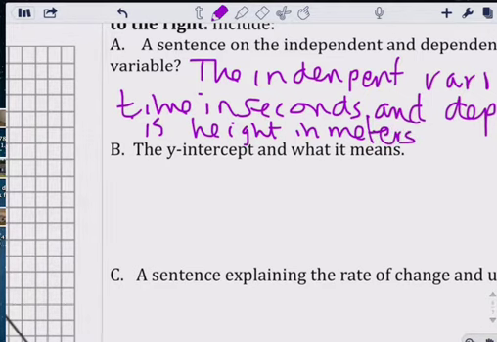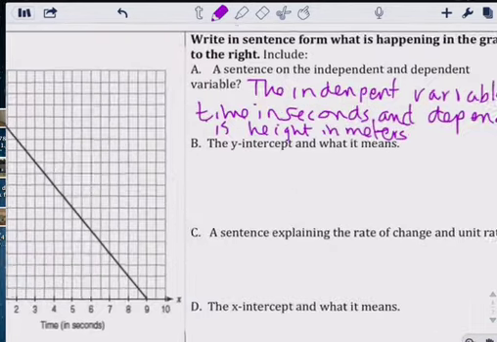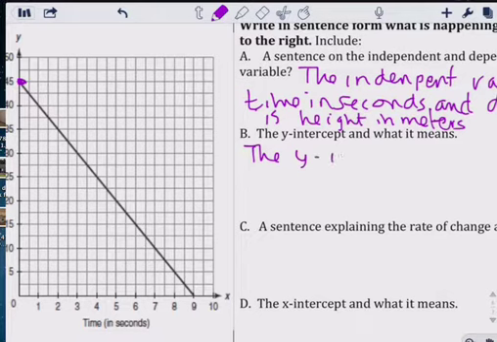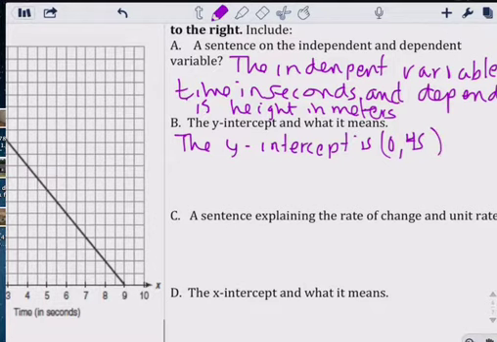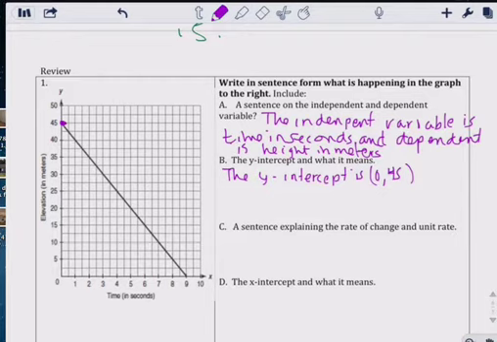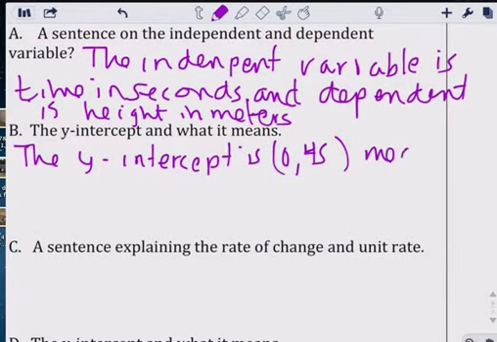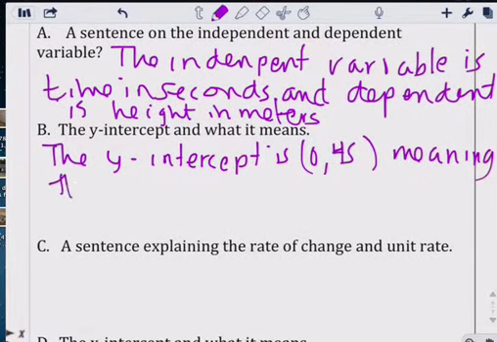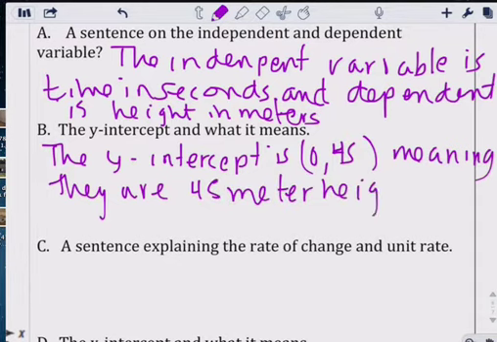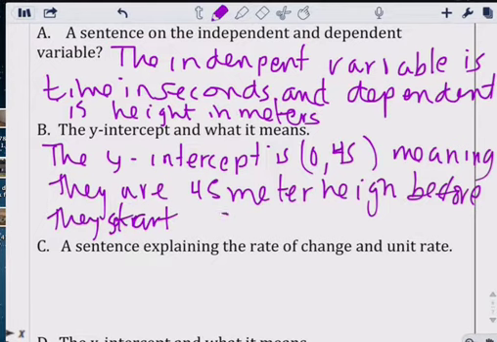Okay? Y-intercept. The y-intercept is 0, 45, meaning that they are 45 meters high before they start going down.